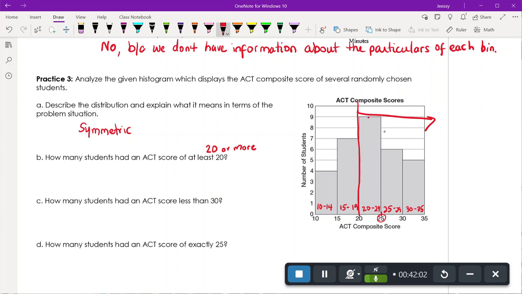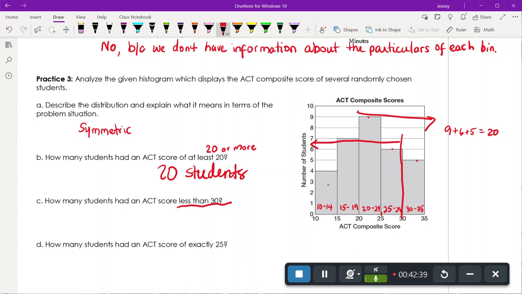How many is that? 9, 6, and 5. So 20 students, right? 9 plus 6 plus 5 equals 20. It just happened to be another 20. Thank you, worksheet. All right, how many students had a score less than 30? So that would be this line this way. These 4 bins.